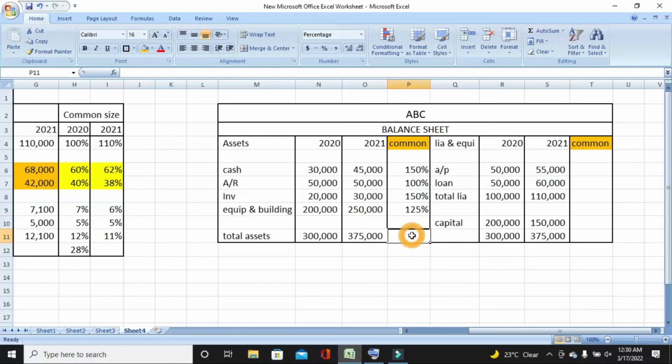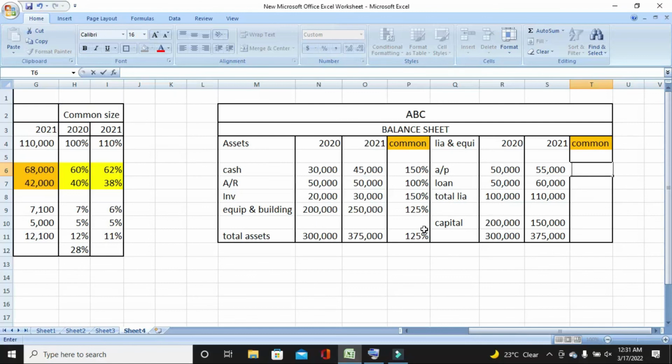Okay, so let's calculate our final figure of asset, total asset. So here we required almost 25% more assets during 2021 if we compare it with 2020. So let's calculate the second side of the balance sheet. It is liabilities and equity.